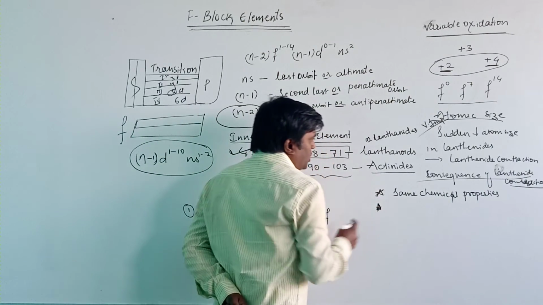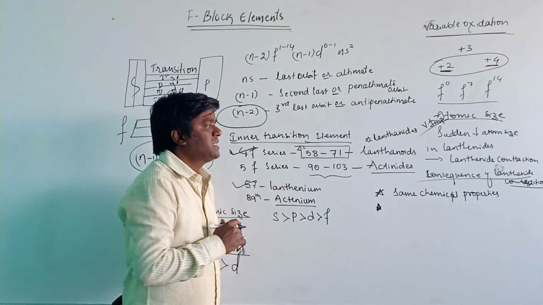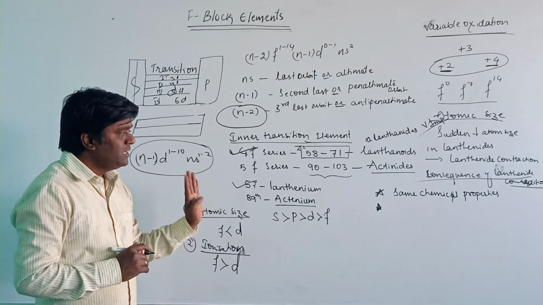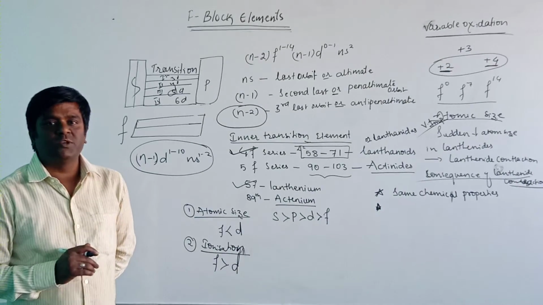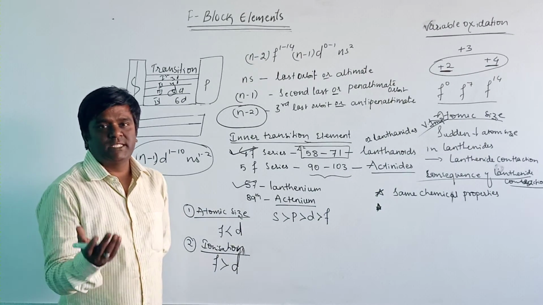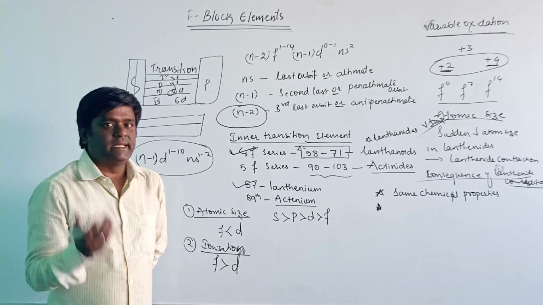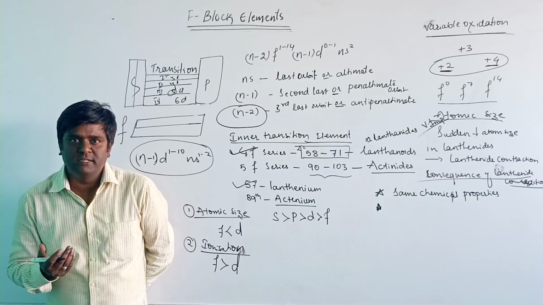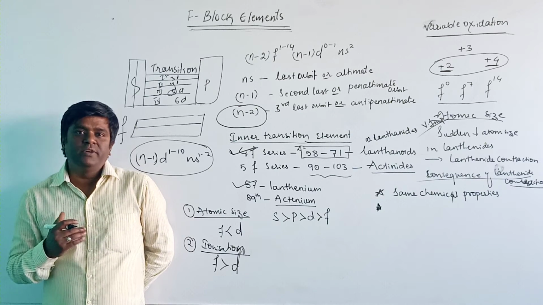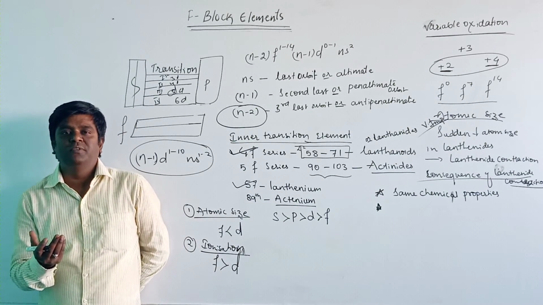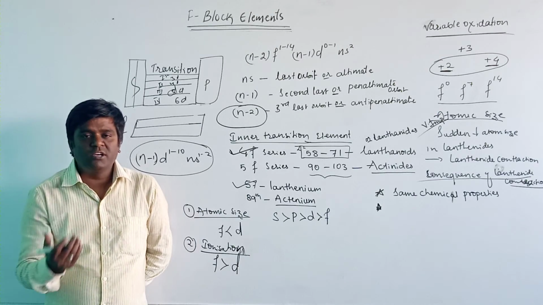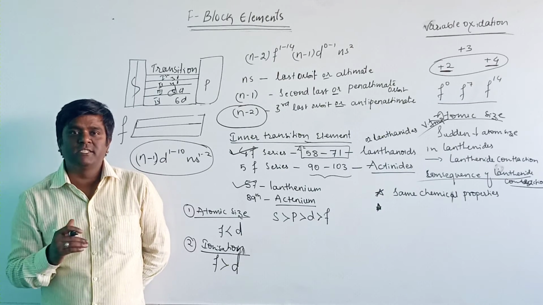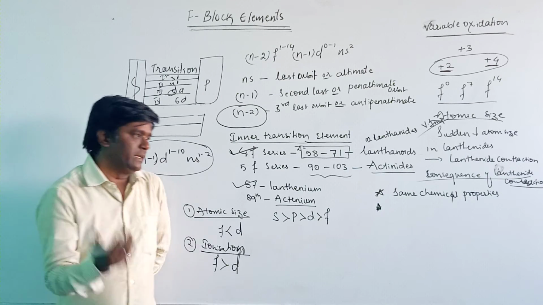Generally, when we observe from left to right, the atomic size decreases. Therefore, the electronegativity increases and electropositivity decreases. Down the group, the size increases. Therefore, the electronegativity decreases and electropositivity increases.